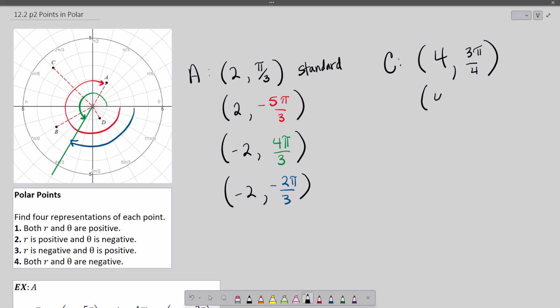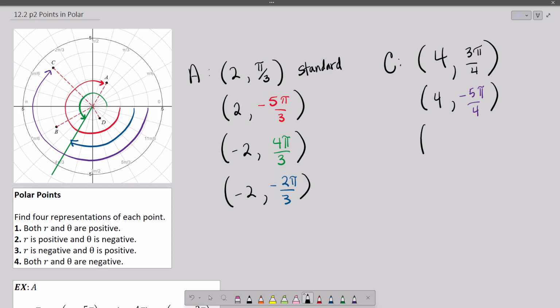Now let's go positive, but with a negative angle. What would our negative angle be to get there? All the way around. So negative 2 pi over 4, negative 3 pi over 4, negative 4 pi over 4, negative 5 pi over 4. That would take us all the way around.